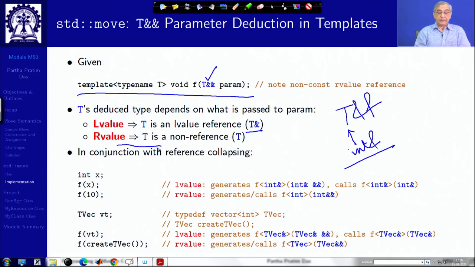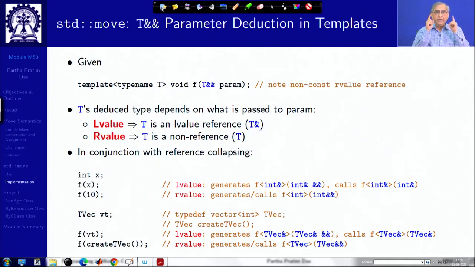If I pass this as an R value, then it is matching a non-reference. So, this is something very, very interesting, that because of the reference collapsing rule, the R value reference in a template could automatically act as a switch.